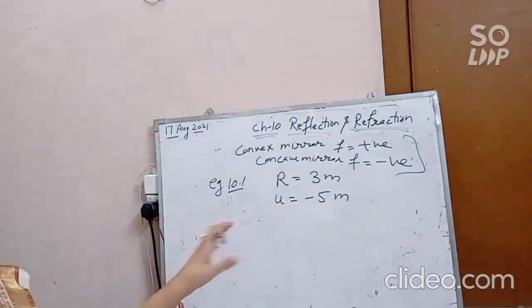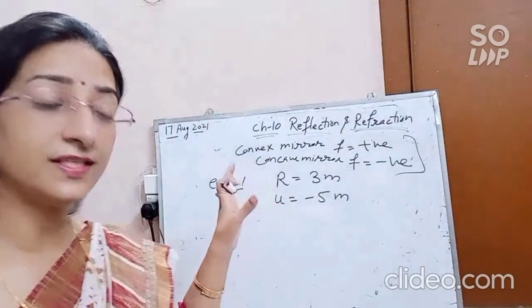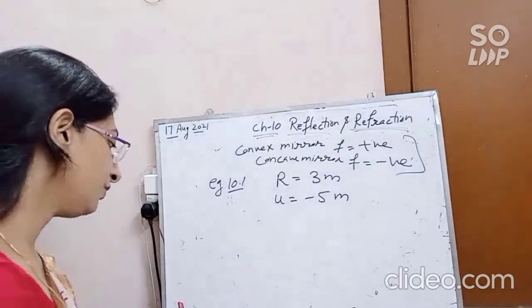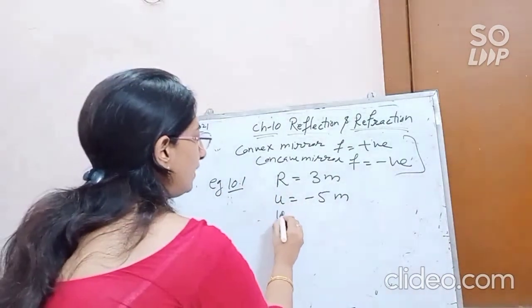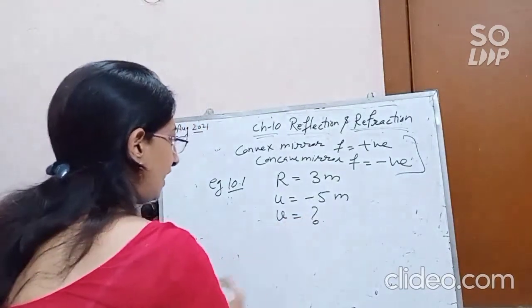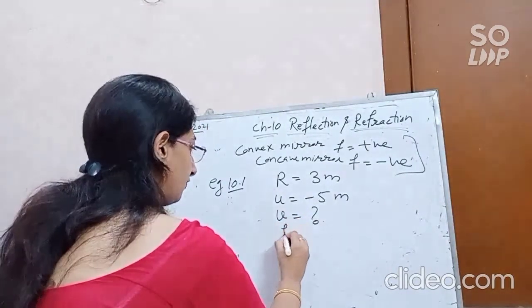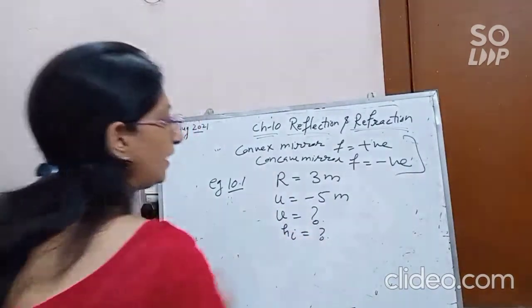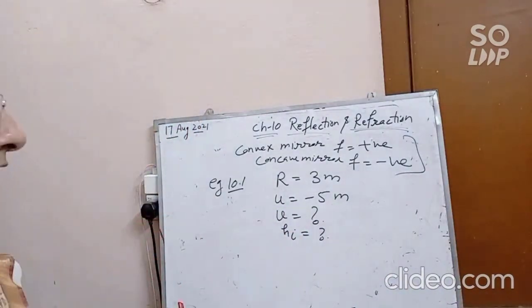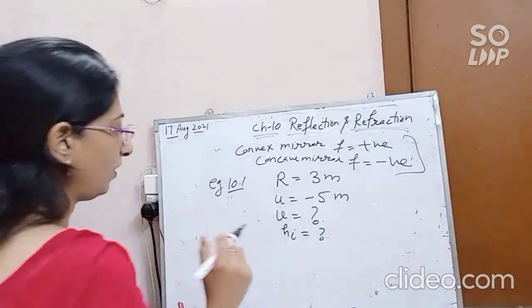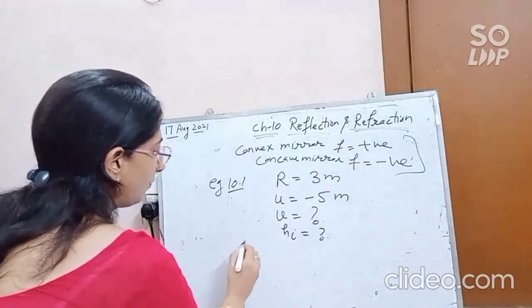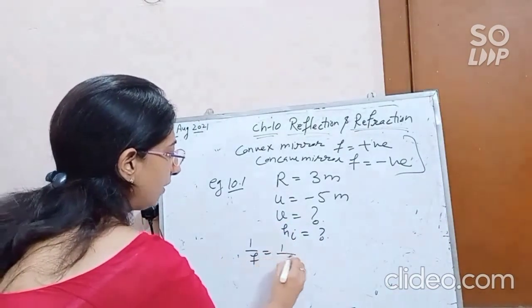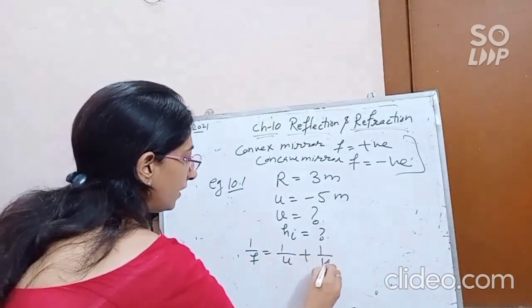Already I explained that u is always negative. So u is minus 5 meter. What we have to find out? We have to find out v, and we have to find out the height of the image, hi. So these two things we have to find out. Now first we have to write the mirror formula. What is the mirror formula? Mirror formula is 1 upon f equal to 1 upon u plus 1 upon v.